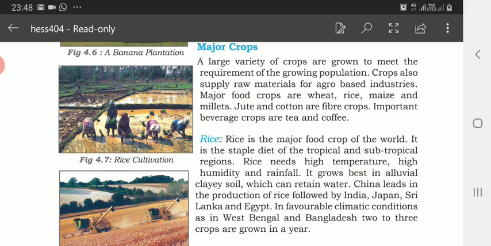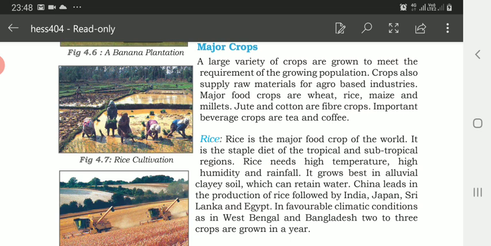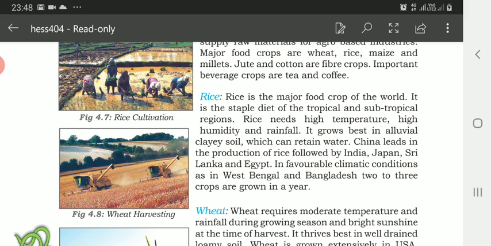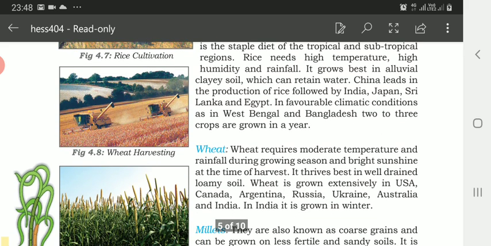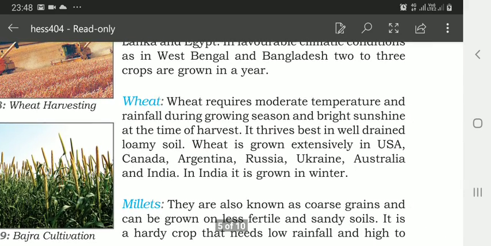China is the country which leads in the production of rice, followed by India, Japan, Sri Lanka, and Egypt. In favorable climate conditions, as in West Bengal and Bangladesh, 2-3 crops are grown in a year. That means in the world, China leads, followed by India, Japan, Sri Lanka, and Egypt, and in places like West Bengal and Bangladesh, where the climatic conditions are very favorable, 2 to 3 crops are grown every agricultural year. Now, the another crop that we are going to understand is wheat.